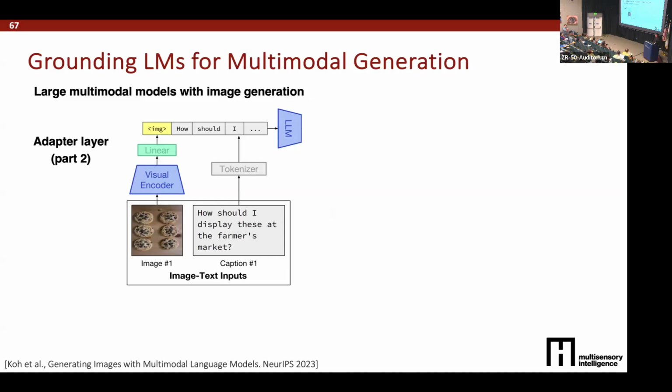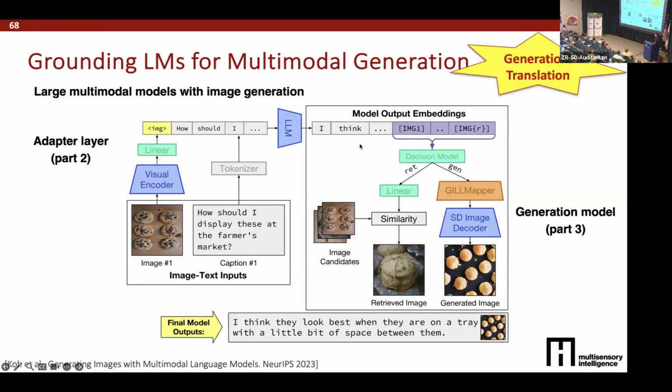So here's an example. Again, these are based on adapter models. You have, "How should I display these at the farmer's market?" That's your task. Through a tokenizer into the LLM, you give an image of the cookies that you just baked. That goes through a visual encoder and a linear mapping. These are the encoders that we talked about as a prefix to the model. That together goes to an LLM and it generates the output of the model: "I think we should put it like this."